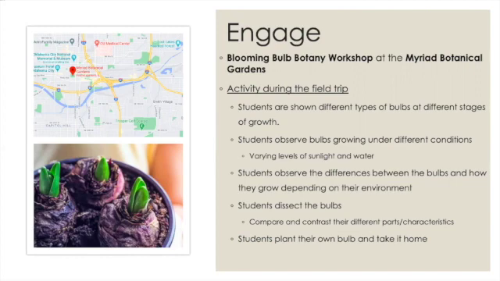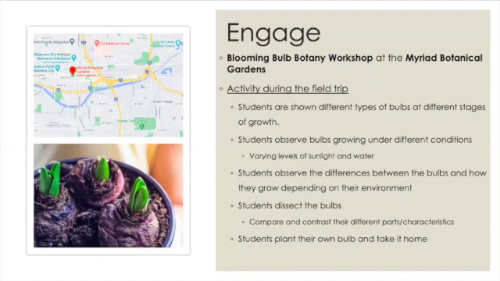Within this, students would be challenged to see the differences between how bulbs grow in different amounts of sunlight and water, getting them familiar with the phenomenon of certain bulbs growing in water versus no water, sunlight versus no sunlight. And finally, they would be directed through an investigation to see the anatomy of the bulb. They would be dissecting the bulbs, seeing what they look like on both the inside and the outside, and comparing and contrasting the different parts and characteristics of different types of bulbs.